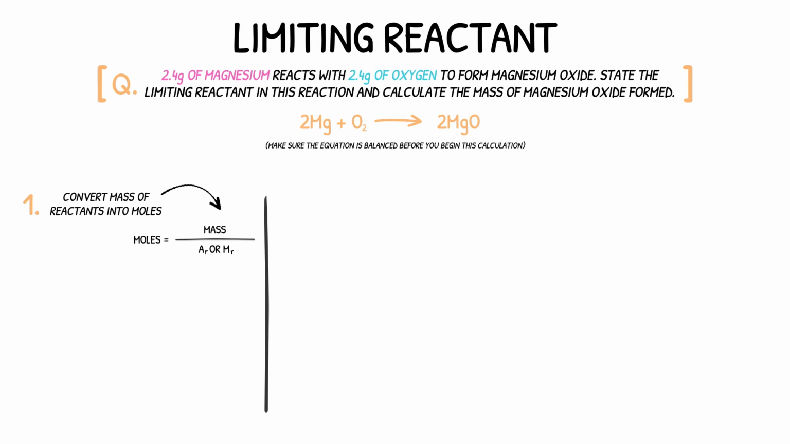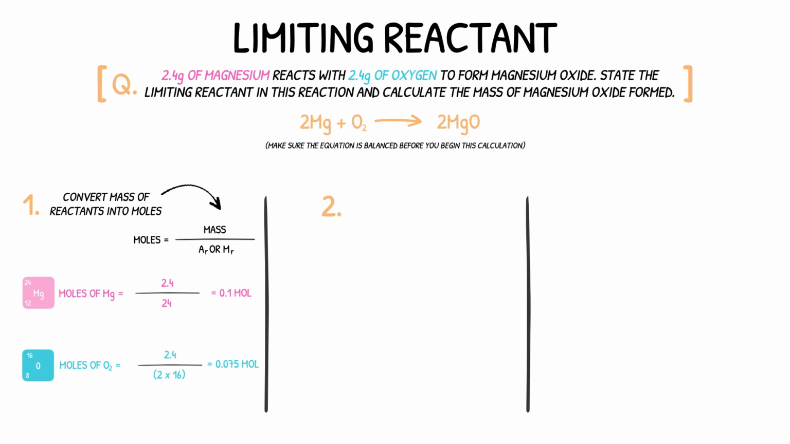formula mass. To calculate the number of moles of magnesium, we must do 2.4 divided by 24, giving us a total of 0.1 mole. To calculate the number of moles of oxygen, we must do 2.4 divided by 2 multiplied by 16, giving us a total of 0.075 mole. Next, we must use this information to determine the limiting reactant.